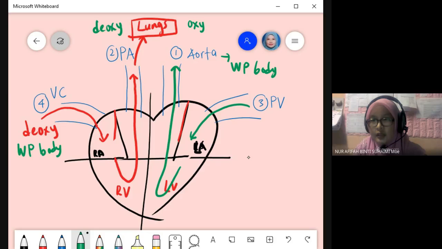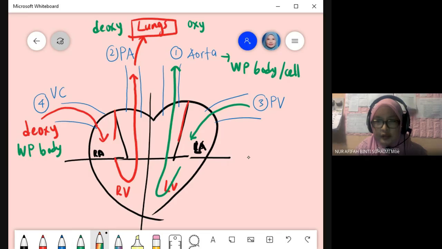Okay, and at the same time, from the lungs, it carries the oxygen to your heart again. Come back to left atrium through pulmonary vein. Enter left ventricle, and then the heart pumps the blood out of the aorta to the whole part of your body, to the cell, to give the oxygen to the cell. Okay, understand this one?